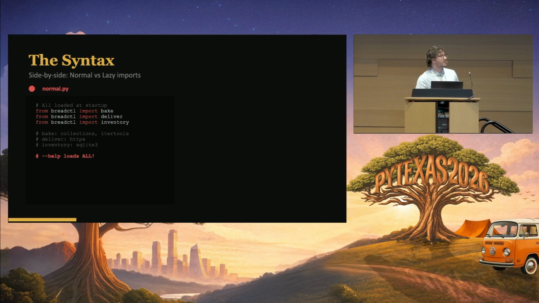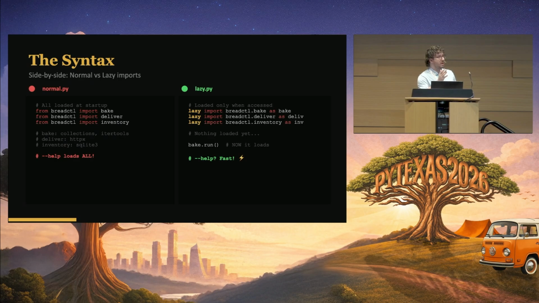So here's a little bit of what we have now at the bakery. It's a very real business. We're importing a few things. Bake imports collections and itertools, deliver does some web requests, and inventory goes out to a database. When you run breadcuddle --help, if it's a CLI tool, it's going to load all of that, and it's very slow. But with the new syntax, it's lazy import the things, and when you do bake.run or breadcuddle --help, it's very fast, which is very good.